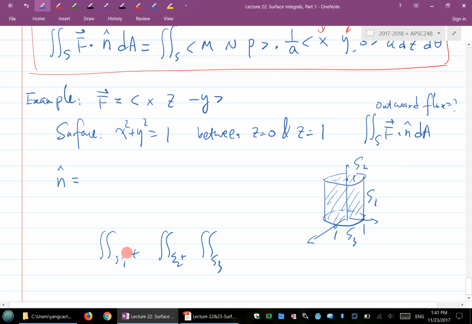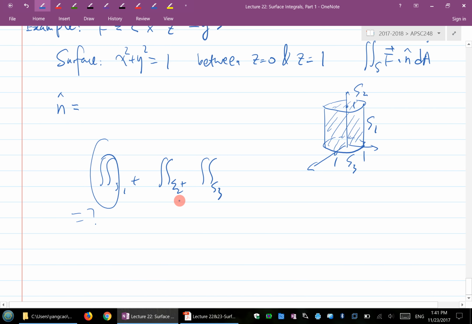Now tell me. In this question, in this part we're doing S1. But if you really do S1 plus S2 plus S3, for S2, what's your n hat? I don't want you to get everything. What's your n hat for S2? K. For S3, what's your n hat? Negative K. Very good, right? That's the orientation we're talking about here. And you can fill out the other missing information for the calculation.